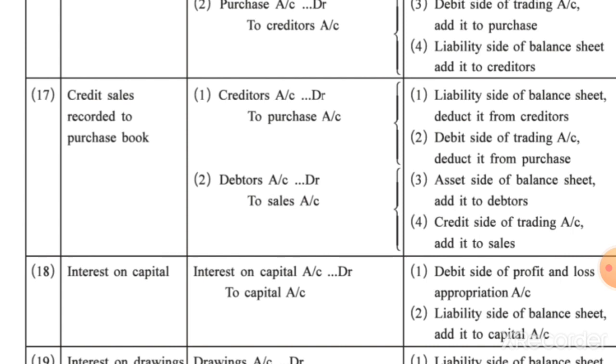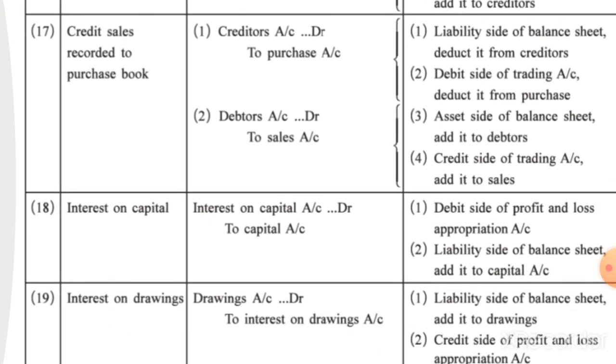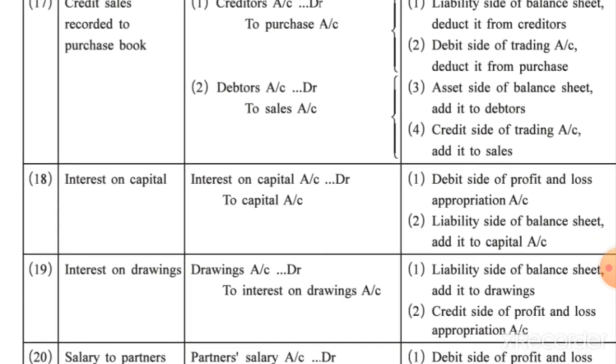So you can see the first effect, that is debit side of P&L appropriation account, because that much amount of interest the firm has to pay to the partner. So it is loss for the firm. Always we have to look from the point of view of the firm, not from the point of view of the partner. So first effect, that is debit side of P&L appropriation account, and the second one, that is liability would be increased, because together with the capital we have to pay the interest also on it. So liability will be increased, so you'll add on the liability side of balance sheet in the capital of that concerned partner. Next one, 19th one, that is interest on drawings.